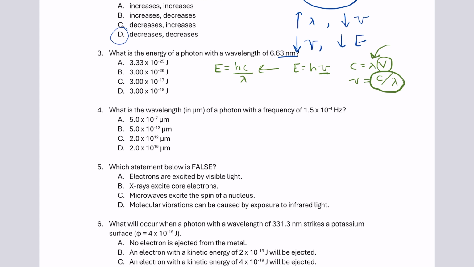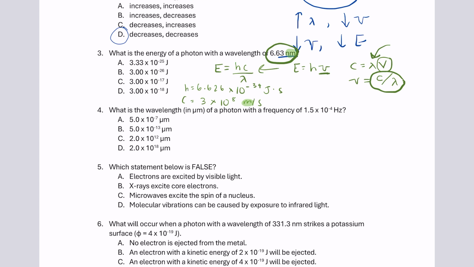Now, h and c are both constants that we know. Planck's constant is equal to 6.626 times 10 to the minus 34 joules times second. The speed of light is approximately 3 times 10 to the 8 meters per second. And we're given wavelength, which is equal to 6.63 nanometers. The first thing you should notice is that the unit of length in wavelength and in the speed of light constant do not match. We want to make sure they match.